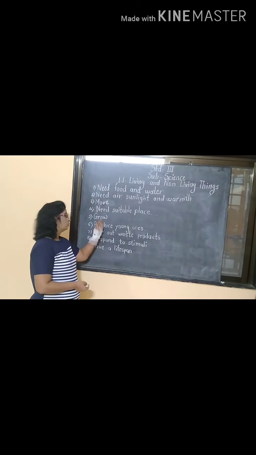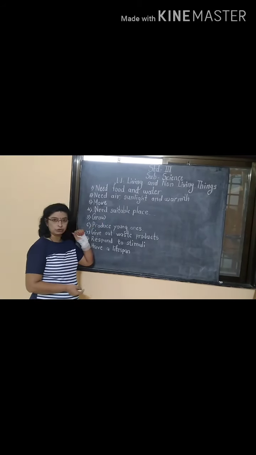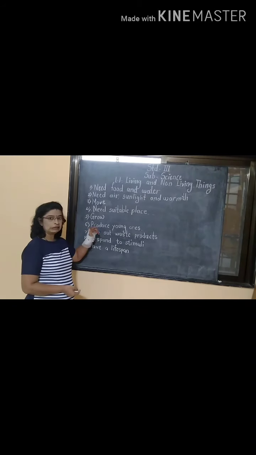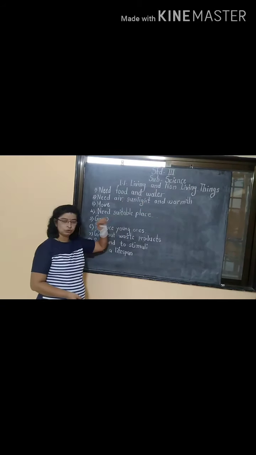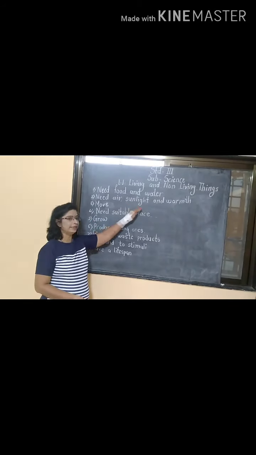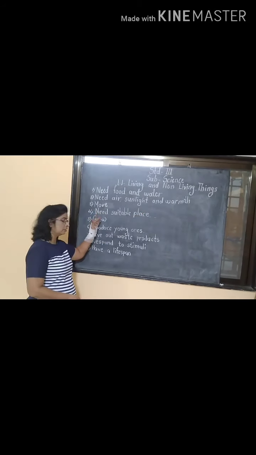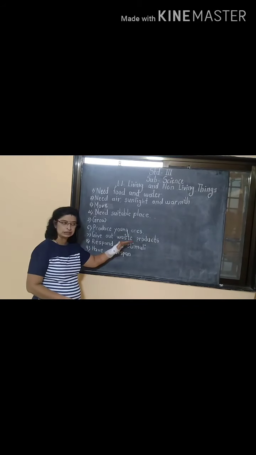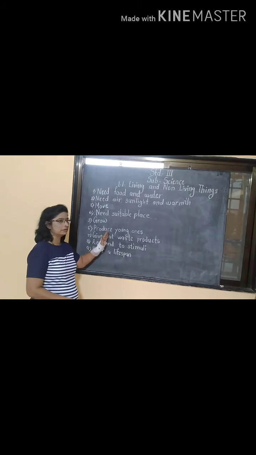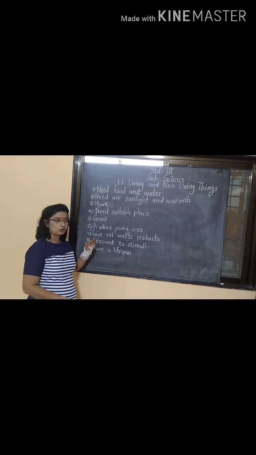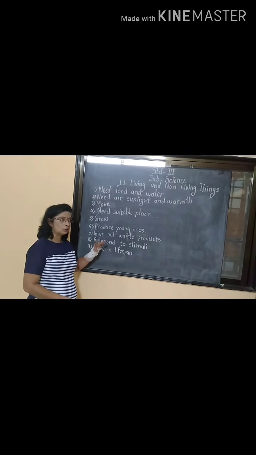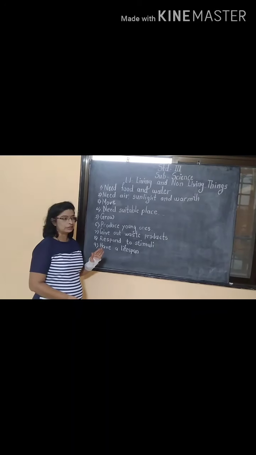Why? Because the robot or the car does not grow. The robot or the car does not need food and water to grow. They do not need sunlight or warmth or air. They do not produce any young ones. So all these characteristics are not found in the car or the robot. So that's why the car and the robot are non-living things.